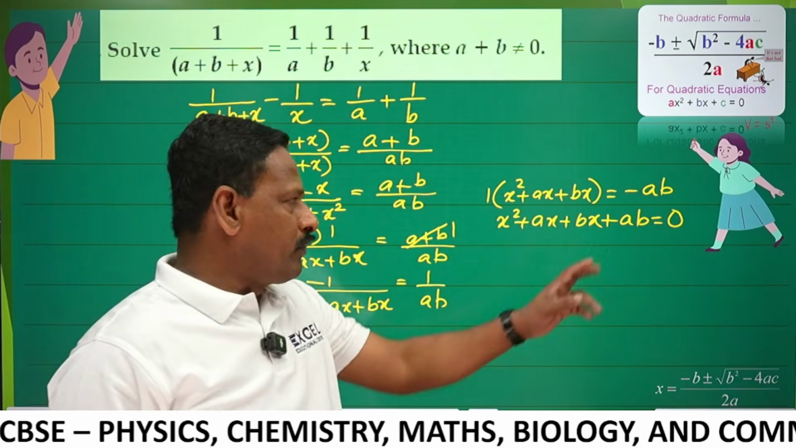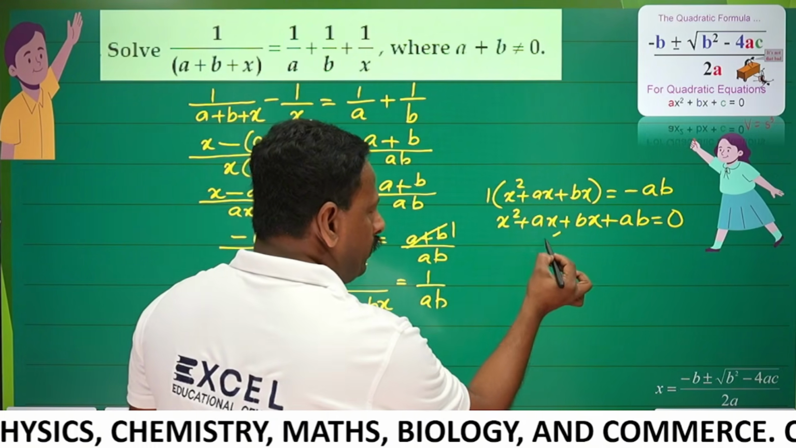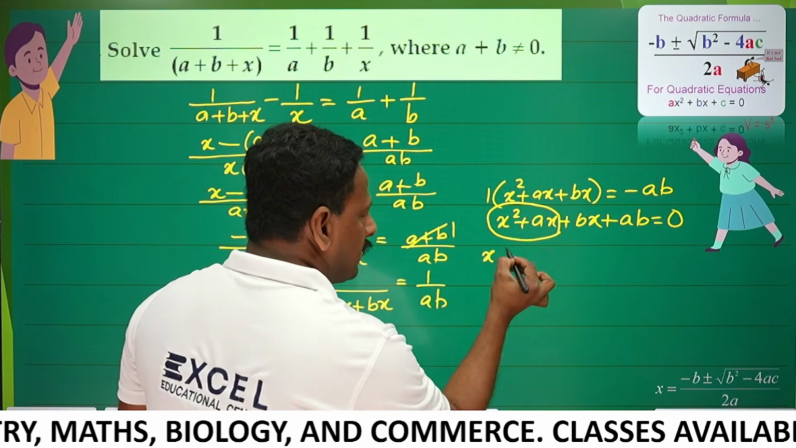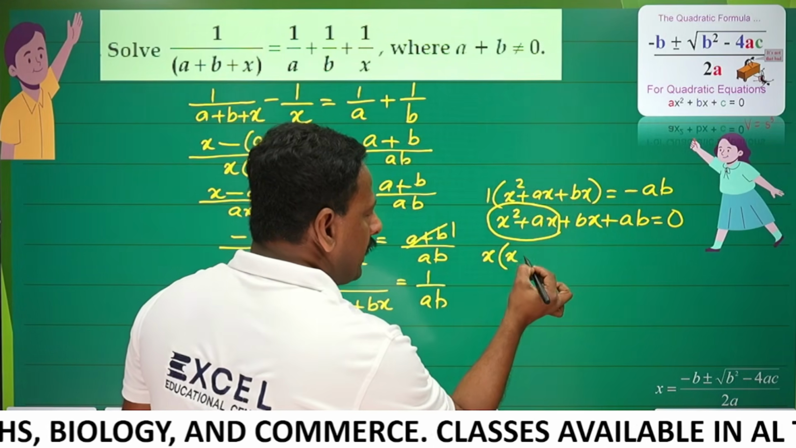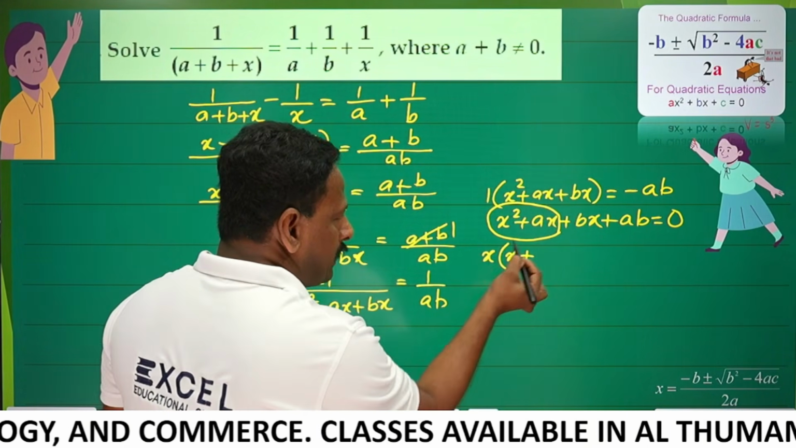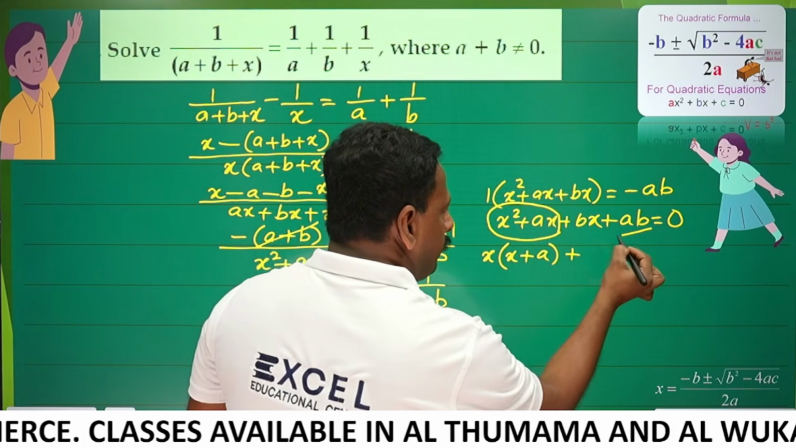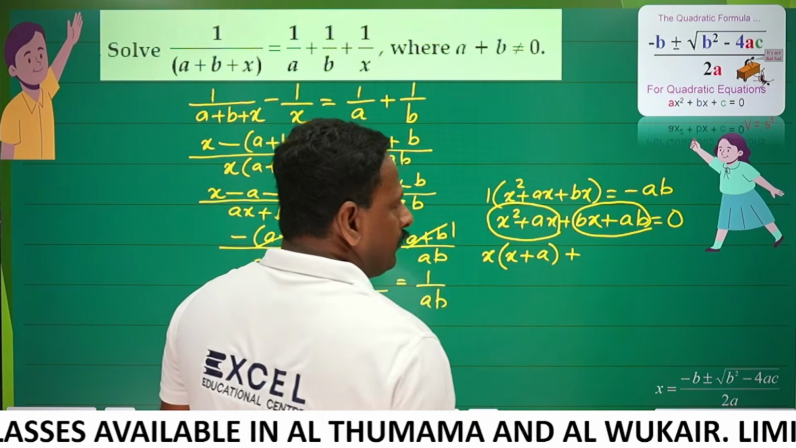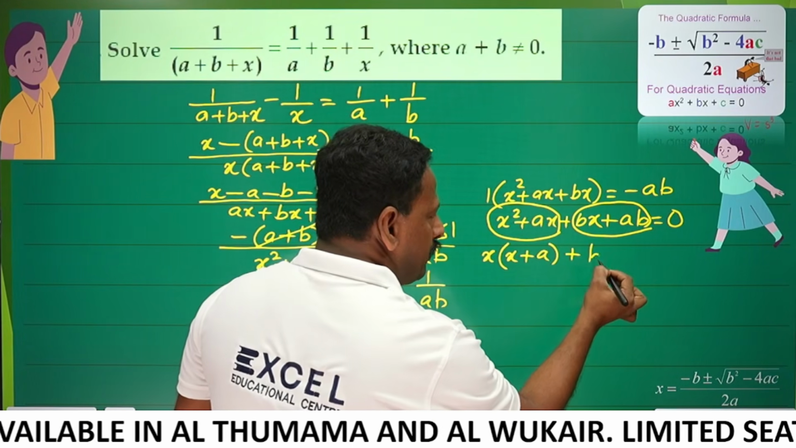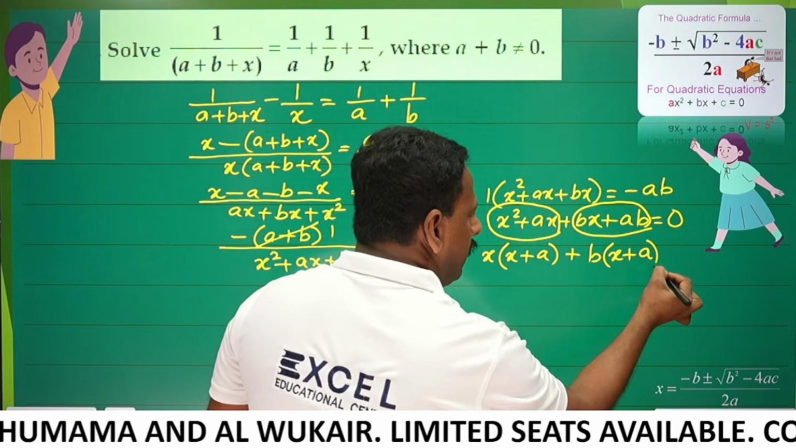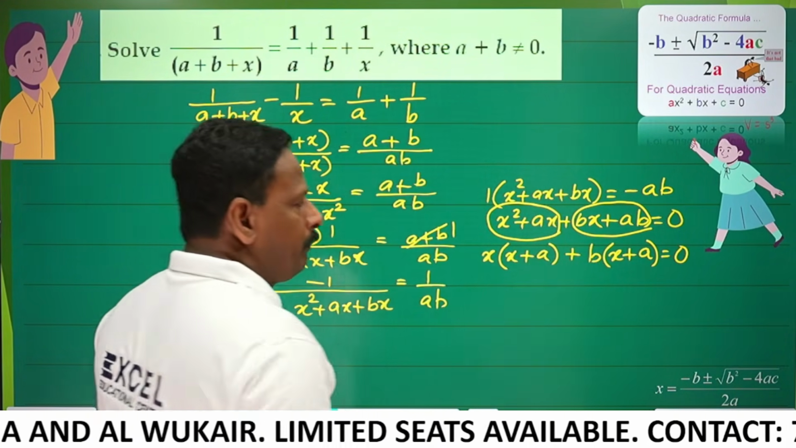So in order to solve this one, we will find out what is common in the first two. What is common in these two? You can see x is common. So if you take x outside, what remains here is x plus a. From the other two, what is common? You can see b is common. If you take b outside, what remains is x plus a, equal to 0.